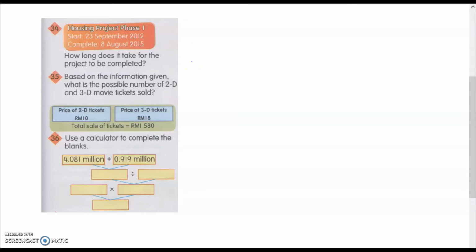Okay, let's continue our discussion on the revision, question 34. You have a housing project here. You have the starting date and also the complete date. How long does it take for the project to be completed? Now the keyword is how long. That means the question is asking for duration. So remember the formula, starting date plus duration equals ending date.